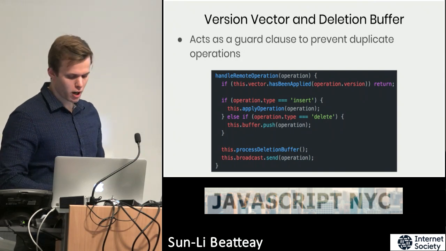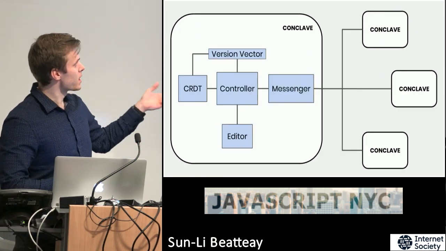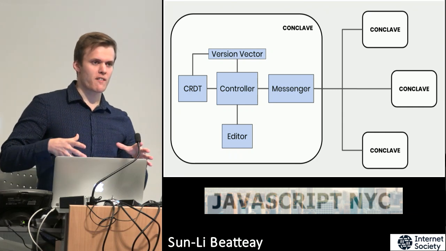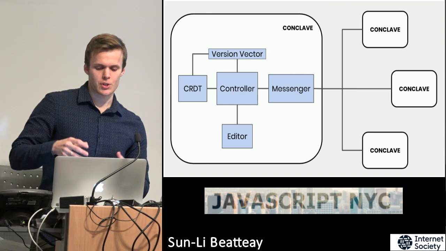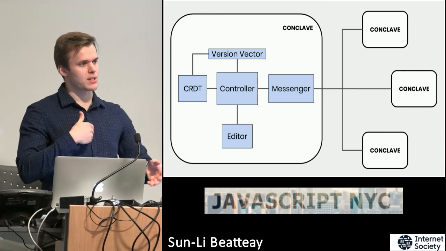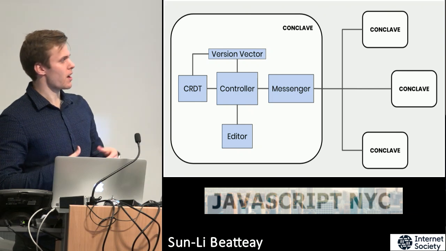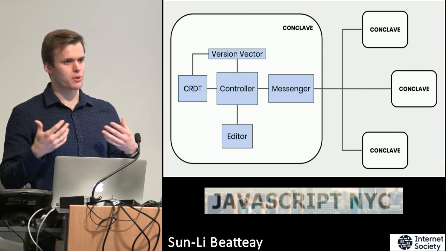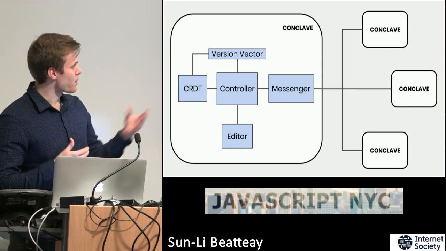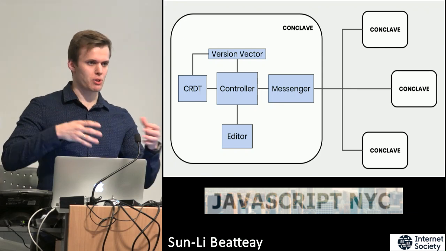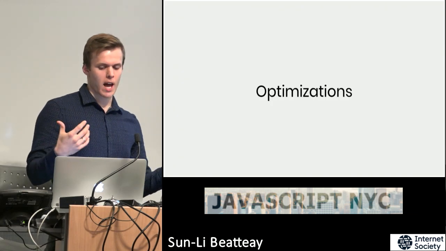So basically, with our version vector in place, we have a working application. We have our CRDT that communicates with our version vector. We have a messenger class, which is essentially just a wrapper around a WebRTC connection. The messenger is responsible for receiving and sending out WebRTC objects. And then we have the local editor, which in our case is an open source library called CodeMirror. I'm not sure if you're familiar with it, but we use CodeMirror for our editor. And then we have a controller that basically communicates between all the working parts. At this point, like I said, we have a working application.